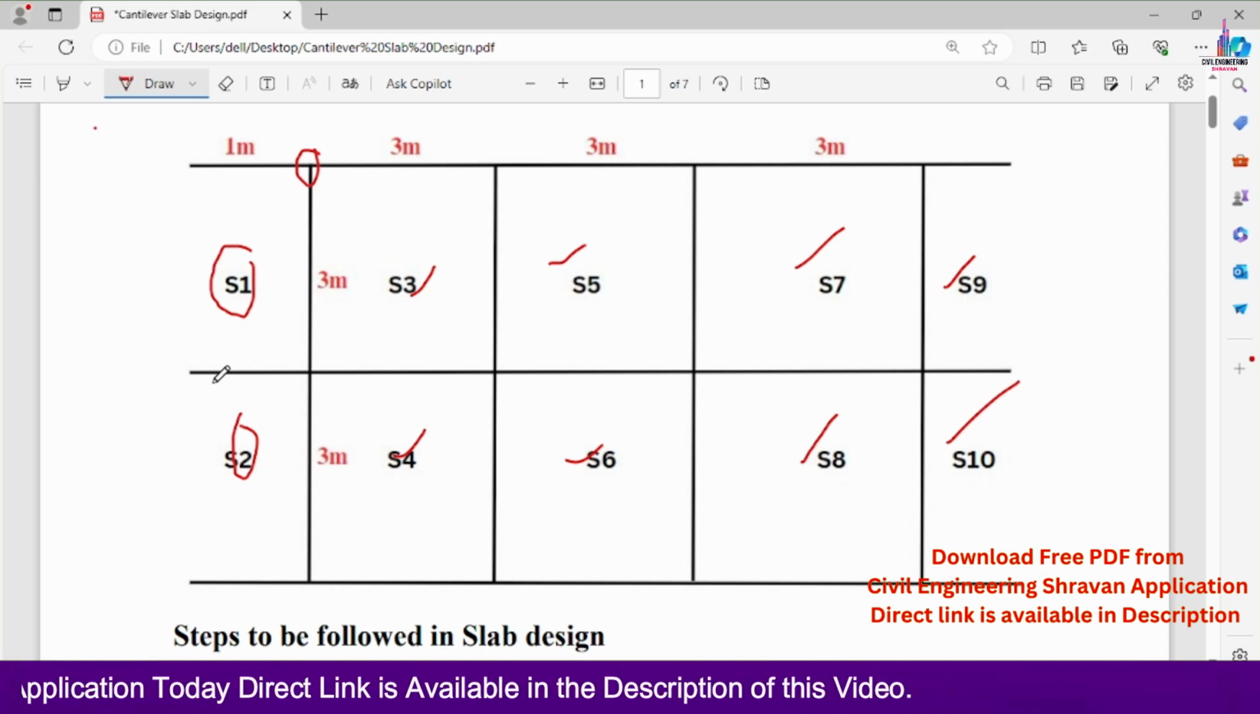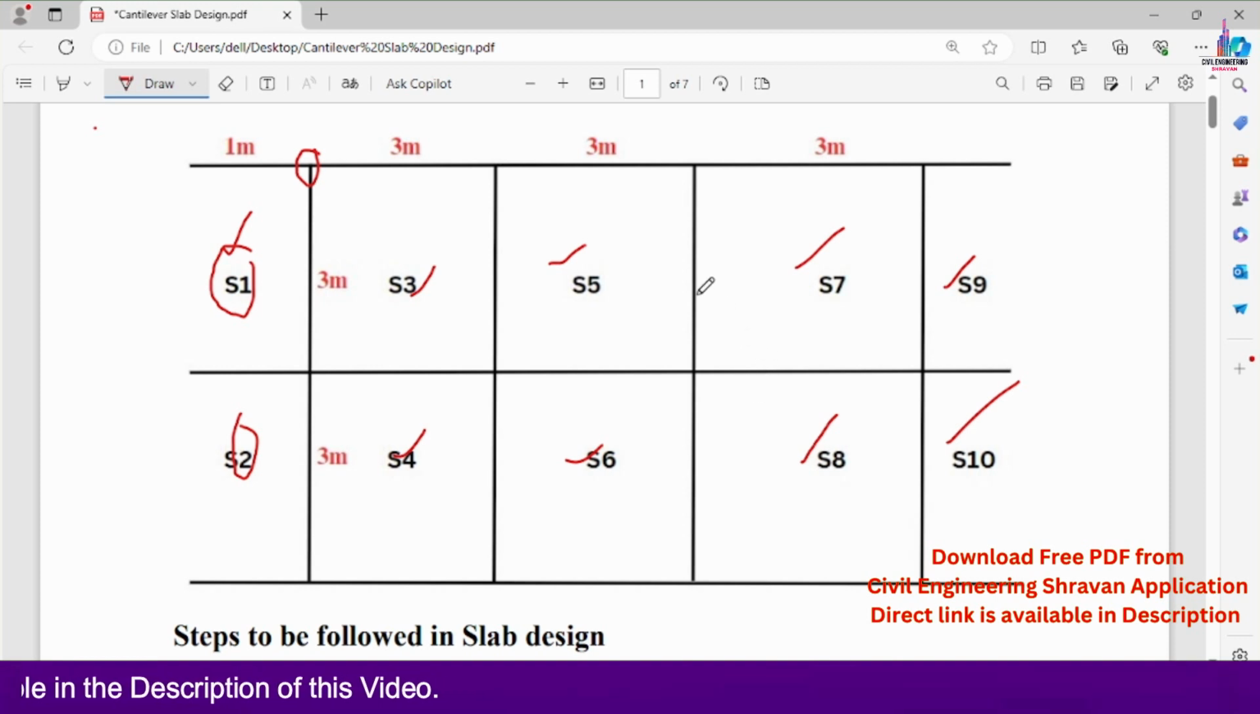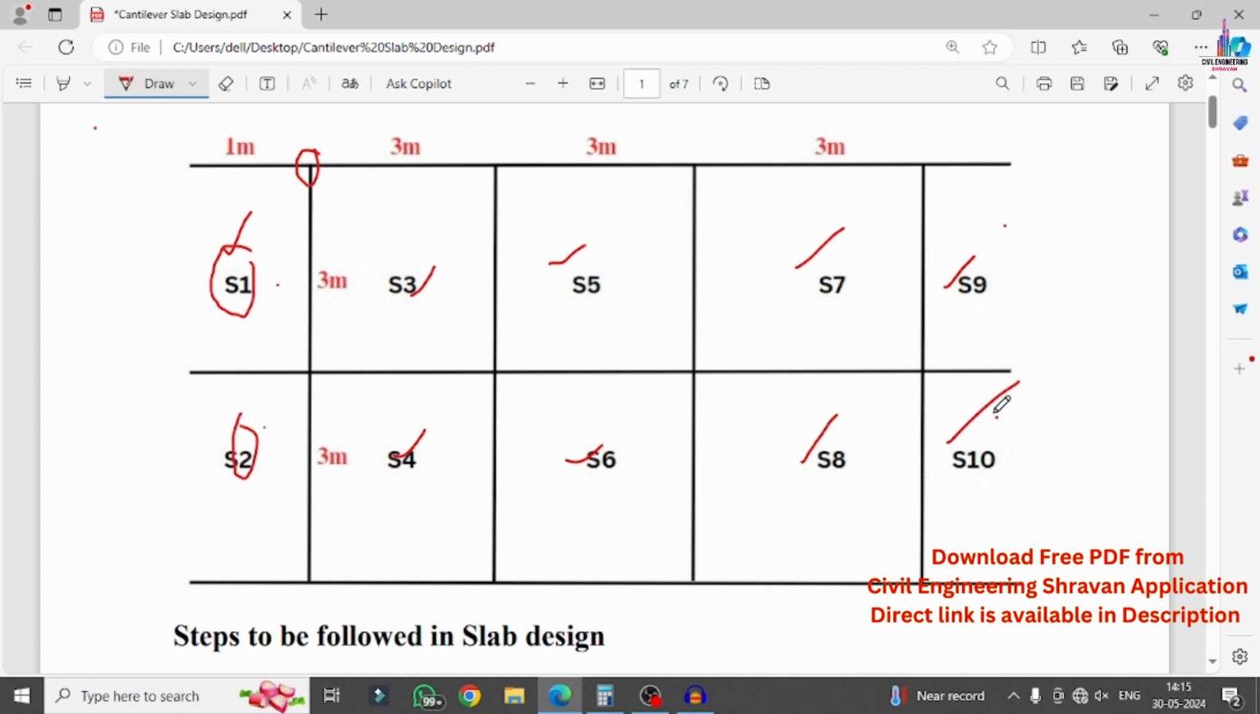So this whole plan consists of 4 cantilever slab members, and the rest of the slabs, numbers 1 to 6, come under the simply supported slab section. In the upcoming videos I will explain how to design the simply supported slab member using IS 456:2000 code provisions.